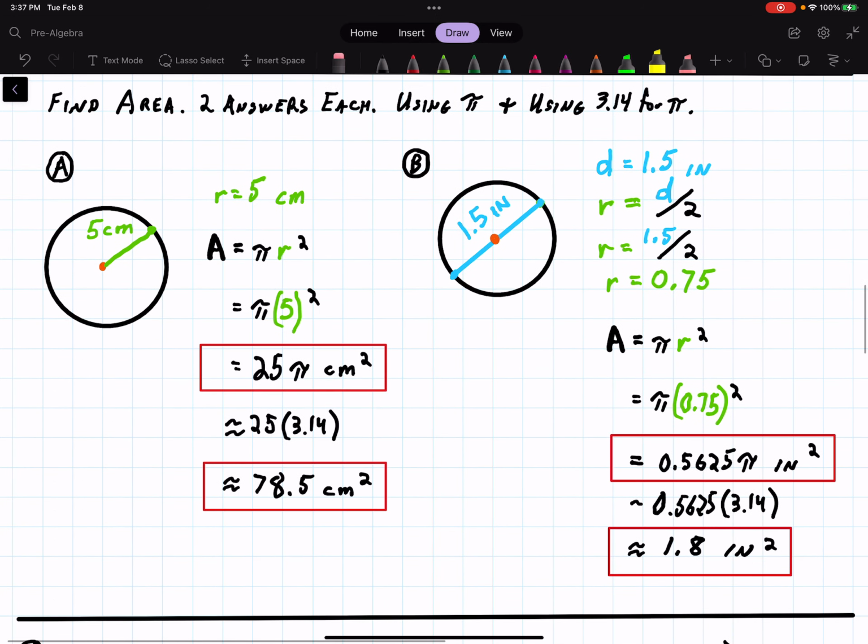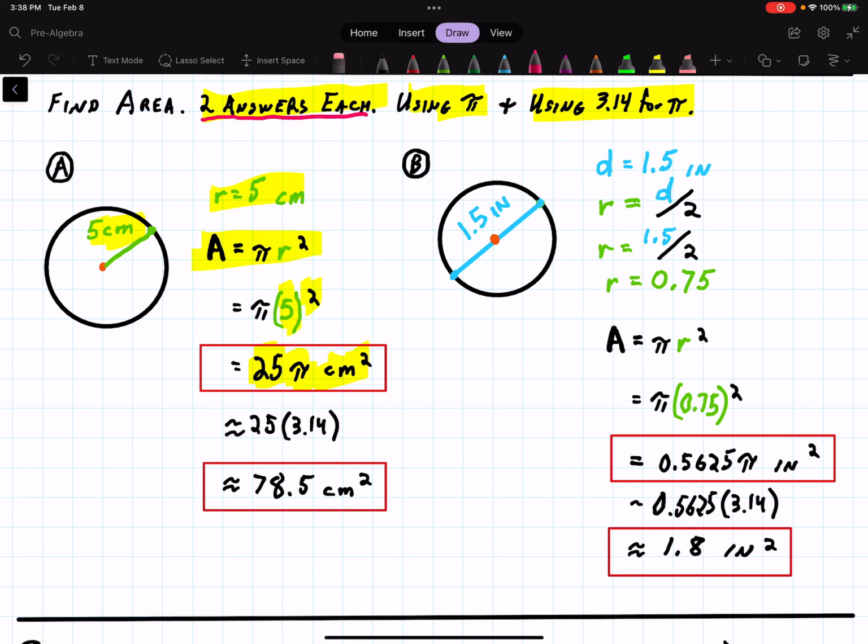Find the area. This time it says, give me 2 answers for each, one using pi and one using 3.14 for pi. So we've got a radius of 5 in example A. So there's our radius equal 5 centimeters. Here's our formula, pi r squared. R is 5, so we substitute the 5 in. 5 squared gives us 25. 25 pi, and it's in centimeters, so it's centimeters squared. And there's our first answer. We've done one of our 2 answers. Now we have to do the second answer.